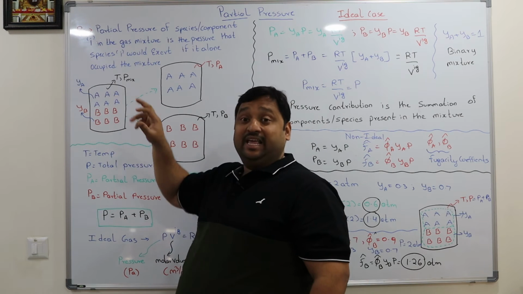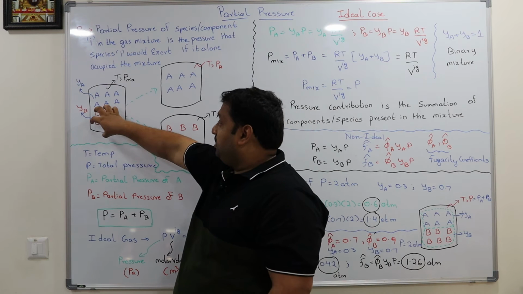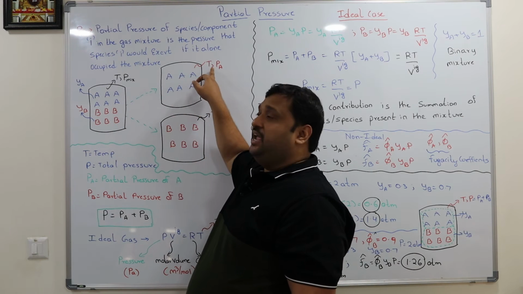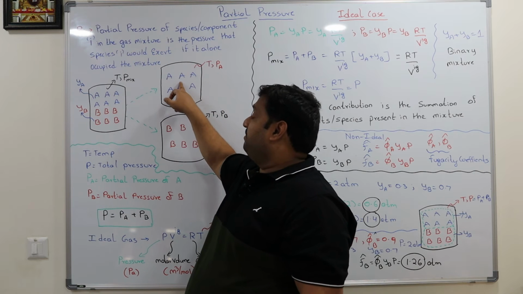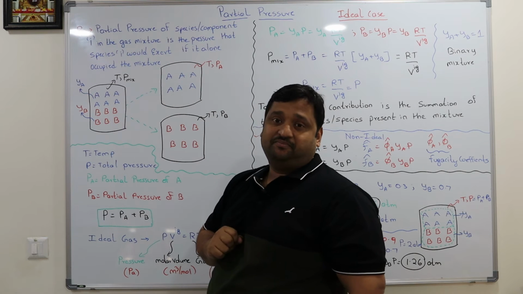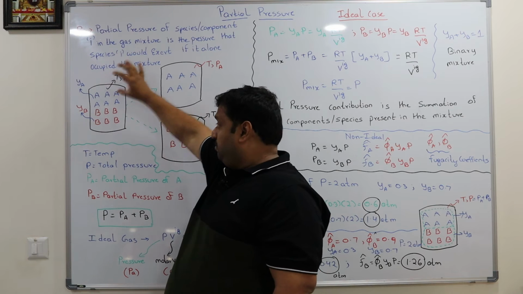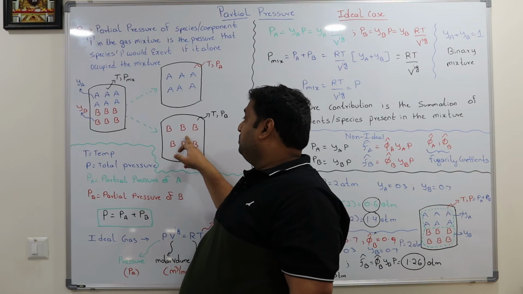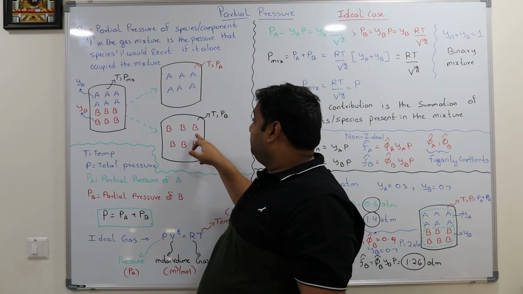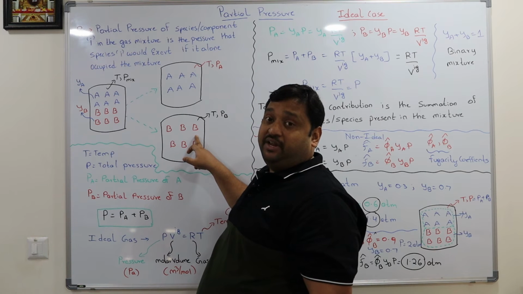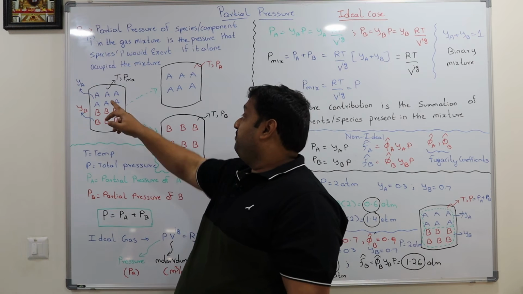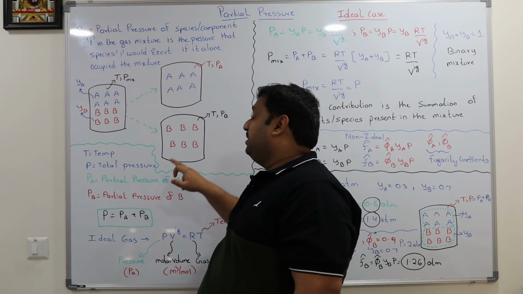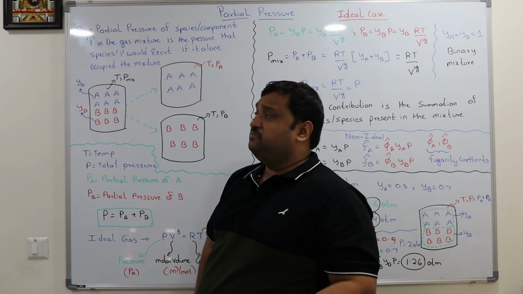The partial pressure of A in this gas mixture is very simple: remove the molecules of B from the container, and if you measure the pressure again, the pressure of only the molecules of A is called the partial pressure of A. From the same container, if you remove the molecules of A, the remaining molecules are only B, and the pressure measured at this point is the partial pressure of B. So if you remove the molecules of B, you get the partial pressure of A. If you remove the molecules of A, you get the partial pressure of B. That is the very simple sense.